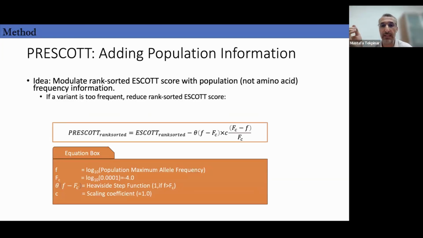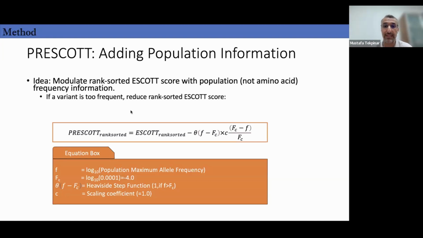How to add population information here? As I said, our source of population information is gnomAD files or allele frequencies in gnomAD files. Basically, we rank sort our PRESCOTT scores. The purpose is just to bring them to a scale of 0 to 1 for the rank sorting, and 1 means high effect, 0 means low effect. The population part is the second term here. F is the frequency of that allele, and FC is a cutoff frequency. Cutoff frequency here, we use log 10 values of them, but cutoff frequency is 1 in 10,000.